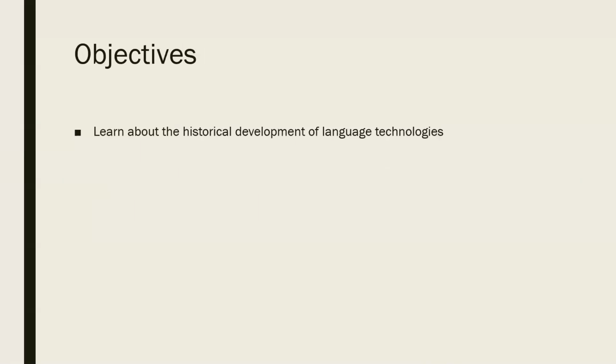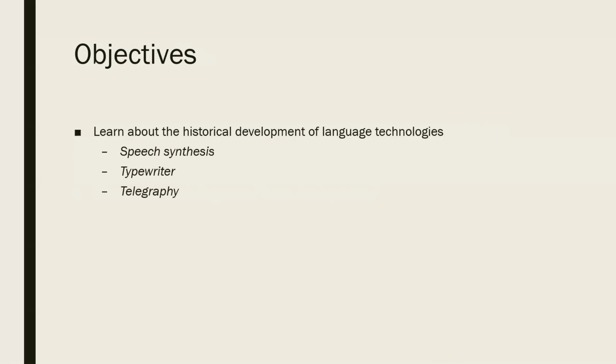So the objectives of this module is first to learn about the historical development of language technologies. So learn how these language technologies came about. In particular, we'll look at how speech synthesis was developed and how it actually has an older history than you might think. We'll talk about how the typewriter was developed and how the keyboard, which we still use today, is in large part based on that.